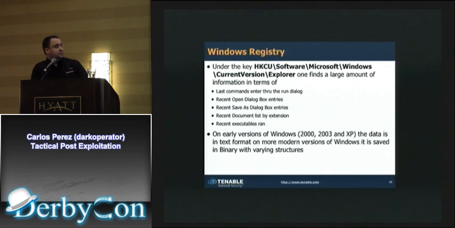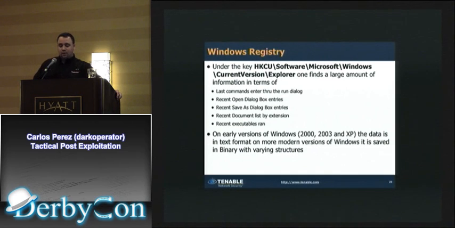A couple of keys to focus on is the Explorer key under HKCU Software Microsoft Windows CurrentVersion. This key will hold a lot of juicy information for you. It will hold the last commands entered to the Run dialog box. Anything you type in Run is going to be saved there. It is going to save the last 10 to 15 entries depending on how the box is configured.